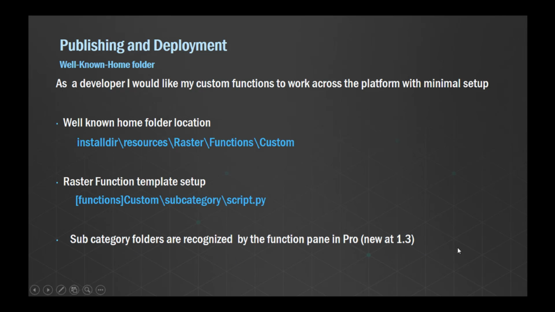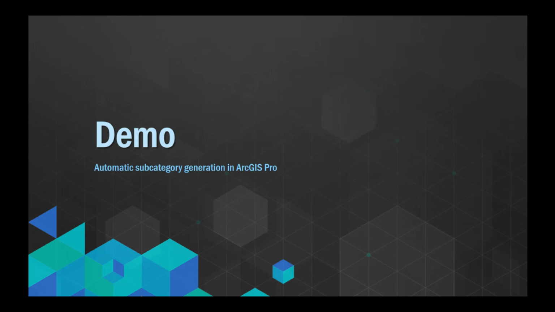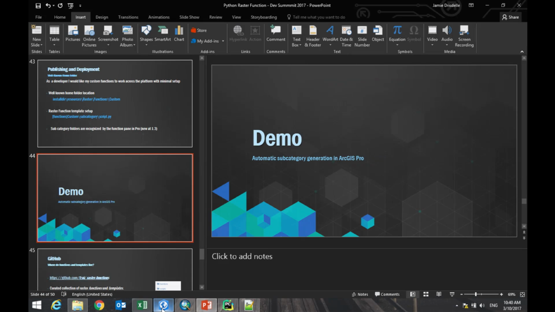And new at Pro 1.3, if you put your Python code and your templates in this well-known home folder, it'll actually auto-generate on the pane. So as an end user, you just have to open Pro and it's there. They just put these files in this folder and open it, and it's just there. I'll show you how that works really quickly.